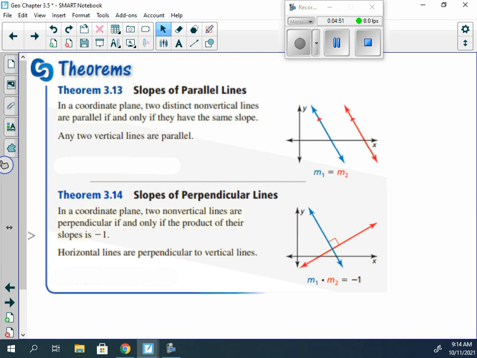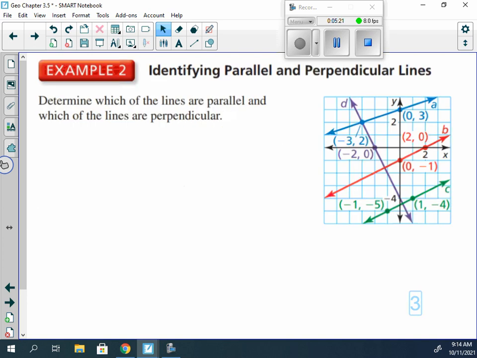So parallel, same slope. Perpendicular is going to be the opposite reciprocal. Reciprocal. I don't think I spelled that right. But essentially we change and flip for perpendicular, because whenever we change and flip, their product will be -1.